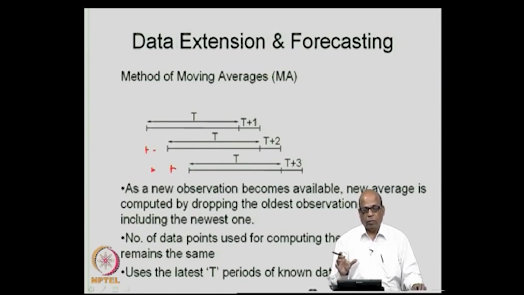So, essentially what we are doing is the window of time over which the average is taken is kept constant, and this window is shifted every time by one time step, and the average is taken over the previous t time periods, and that average is taken as the forecast for the next time period. So, essentially we use the latest t time periods of known data, and this window remains constant. That means the number of data points that we use to compute the average remains the same across time as we progress.